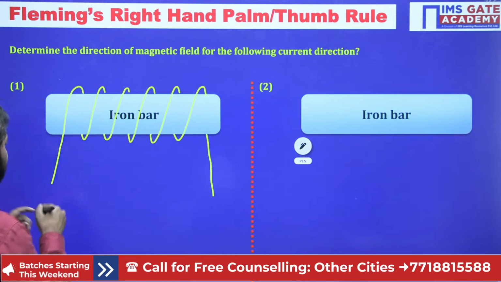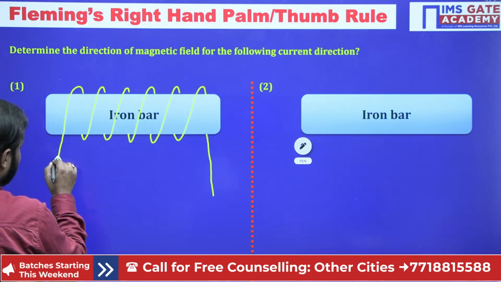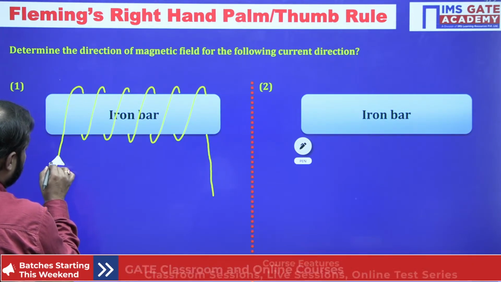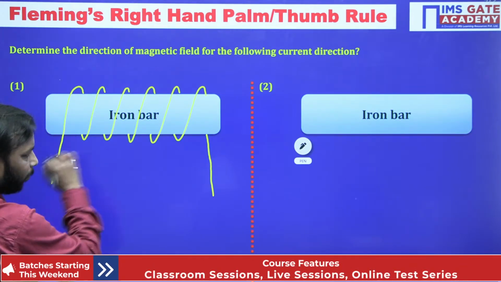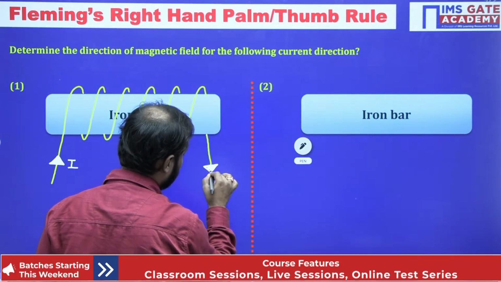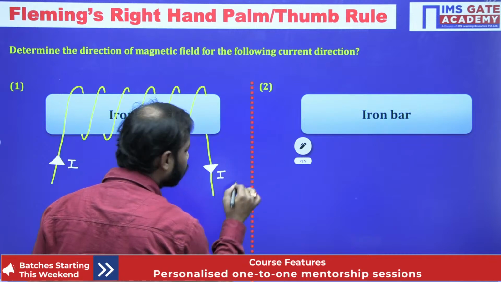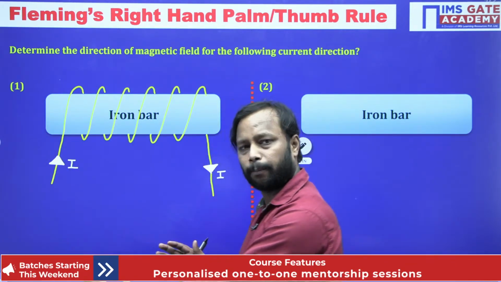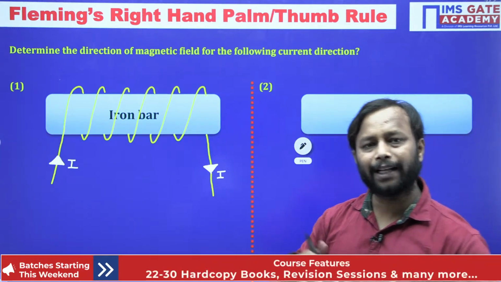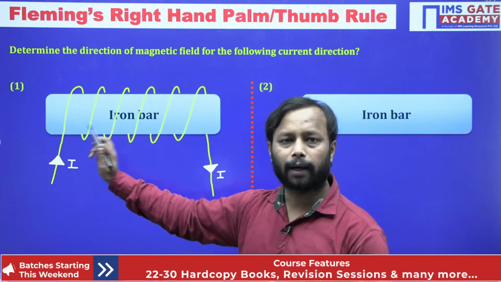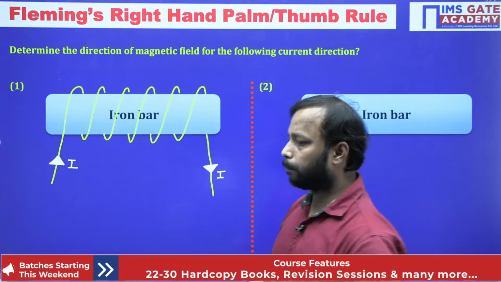Okay, and the current here, let us say, is flowing in this direction, and the same current is coming outward from here. I am not showing the complete circuit. Assume that we have a battery over here, or an AC voltage source, and from that a current is flowing.